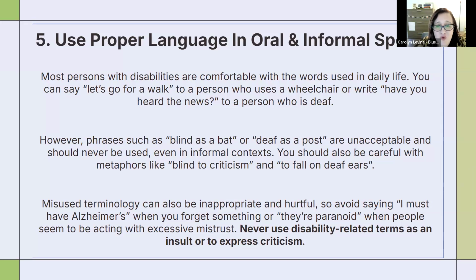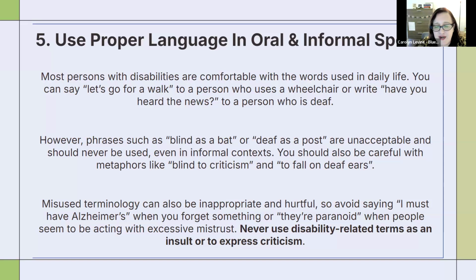Also some metaphors like blind to criticism, or fall on deaf ears, can be offensive. But I would say the biggest one is misusing terminology, so using disability related terms as an insult or to express criticism.